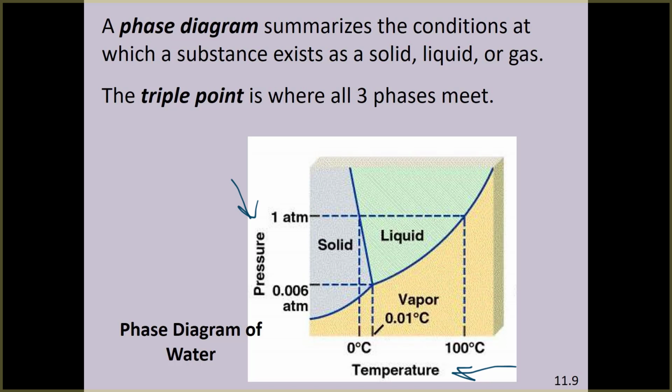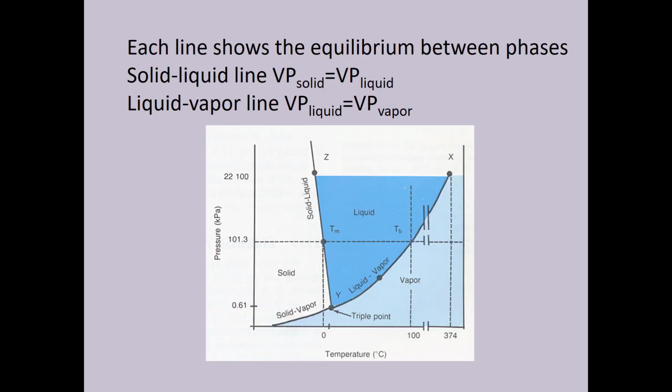There are some solid lines and they all meet right here at what is called the triple point. So the triple point is where all three phases meet. This is where we will have an equilibrium situation between solid, liquid, and gas. Each of those solid lines is an equilibrium line, and it divides the phases. Along that line is where we have equilibrium between the two phases.